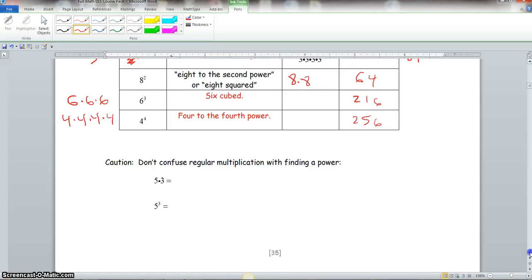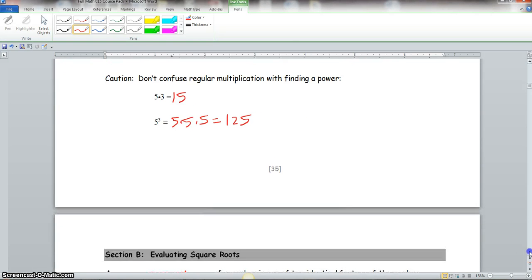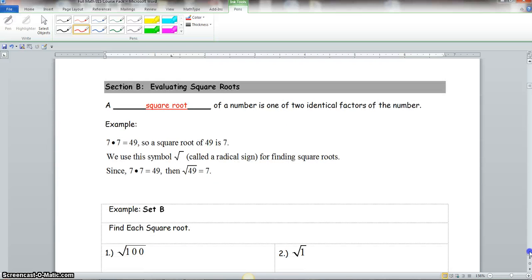Now we come down here. It says caution. Don't confuse regular multiplication with finding a power. We know 5 times 3 is 15. 5 to the third power is 5 times 5 times 5. 5 times 5 is 25 times 5 is 125. There's a big difference. Now we scroll down to section B.